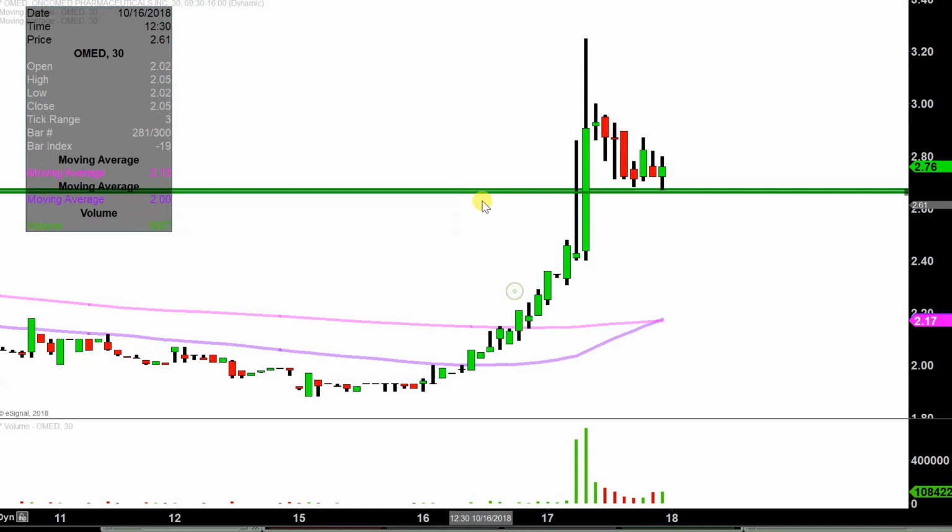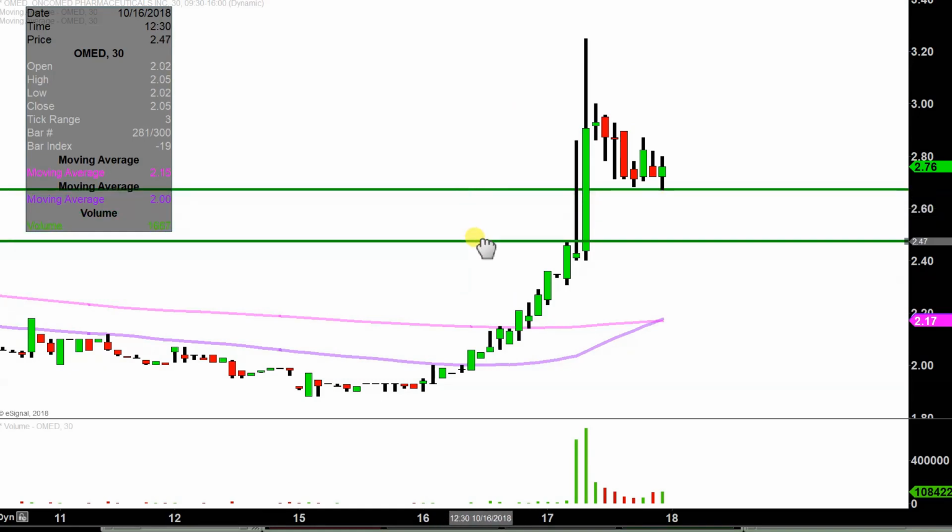Next level of support after that would be this former breakout area down here right around $2.50. So $2.65 and $2.50, two of the near-term levels of support.